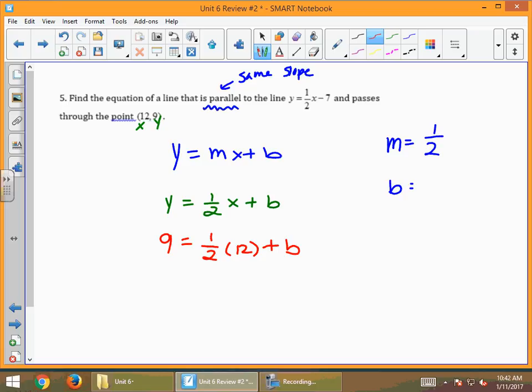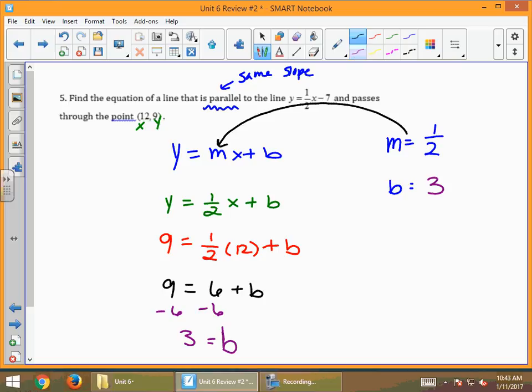So clean it up. What's 1/2 times 12? And what do we have to do with the 6? So to get that b is equal to what? So we have our b, we have our m. That's not our answer. We want an equation of a line. So you just take these values and plug them in here. 1/2 goes in for m, 3 goes in for b, and x and y just stay x and y. You no longer need that point.